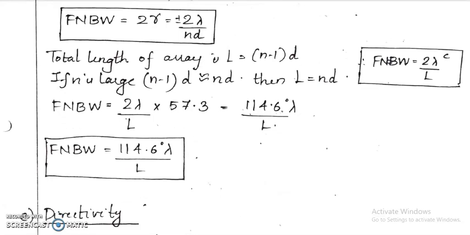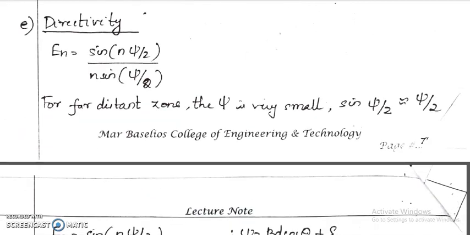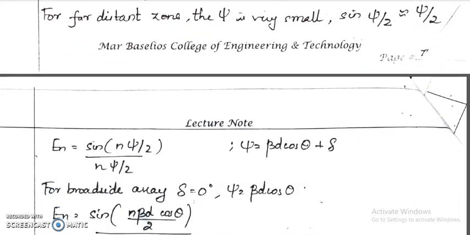Next we can find the directivity. You know the equation for the normalized electric field intensity, that is En is equal to sin n psi by 2 divided by n sin psi by 2. Here we consider a far distant point where psi is a very small quantity. So in the denominator, sin psi by 2 can be approximated as psi by 2. It is not possible in the numerator. What is the reason for that? Because in the numerator there is sin n psi by 2, where psi is multiplied by n times. That's why we can't approximate the numerator; we can approximate the denominator only.